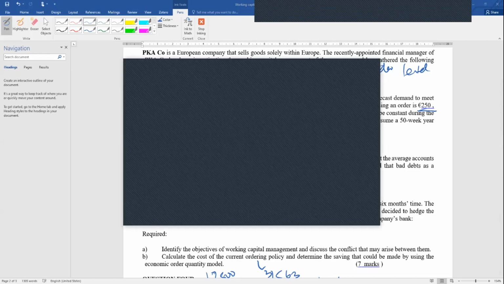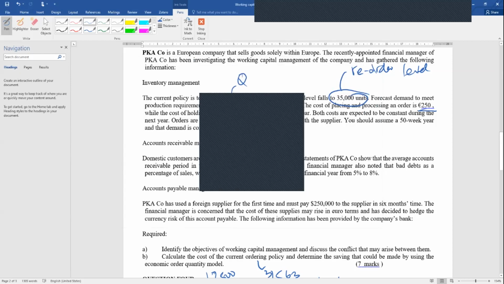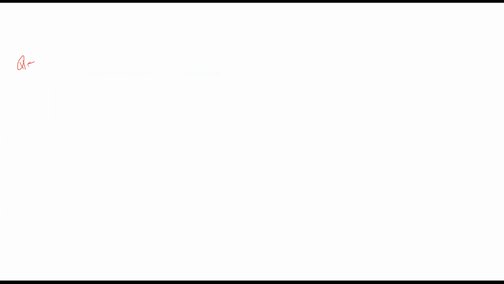So let's attempt it. Let me just take a picture of this, because I don't have to be referring back and forth. Okay, let me go back to my board here. So the cost of the current policy. The Q is equal to 100,000. Now, first of all, you may want to draw this graph here so that things become a bit clearer, because in case you don't do that, then it will be very confusing.